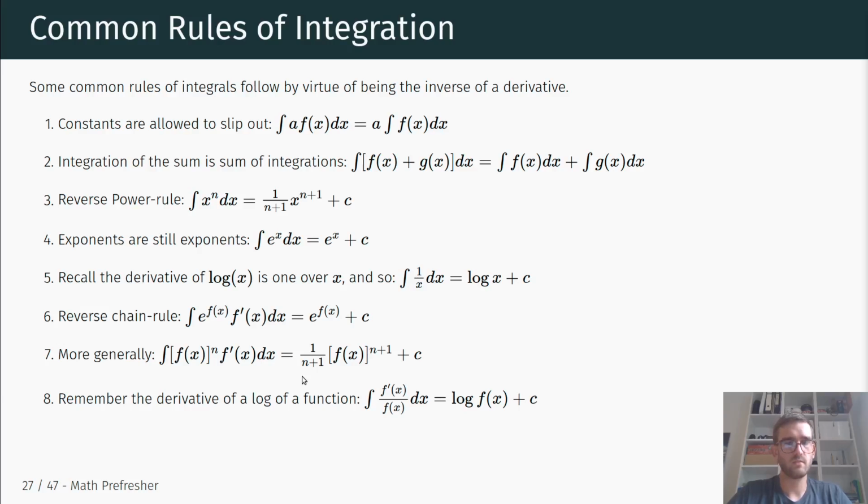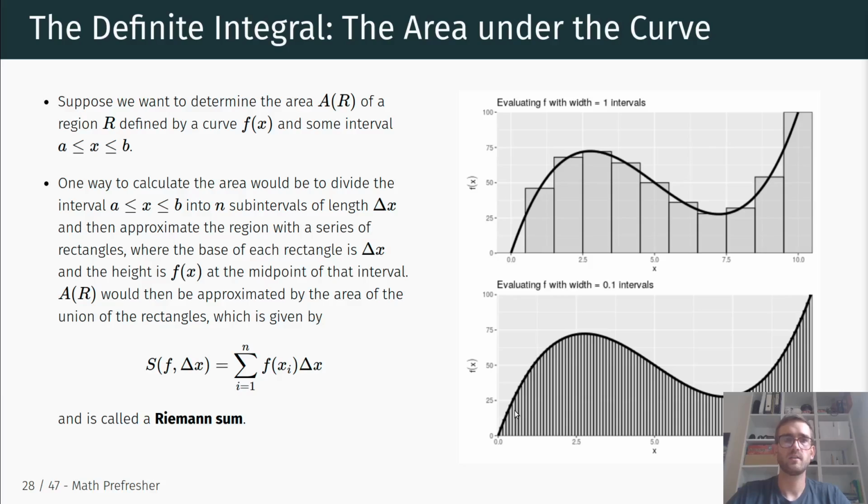And in general, remember also the derivative of a log of a function. We already talked about 1 over x, but more generally, if we have the integral of f prime of x divided by f of x dx, then the result is log of f of x plus c. Okay. So those are common rules of integration.